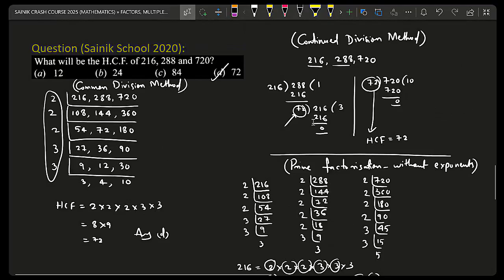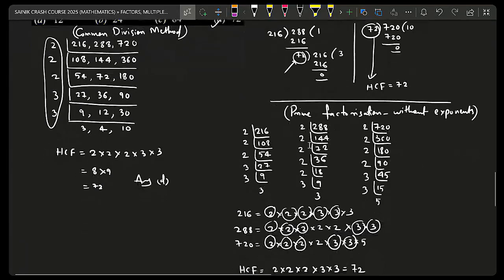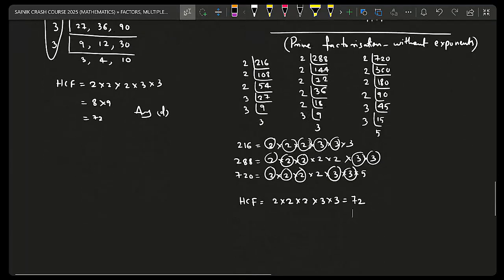Vaishnavi, can you explain in any other method than this? Sir, prime factorization with exponents.